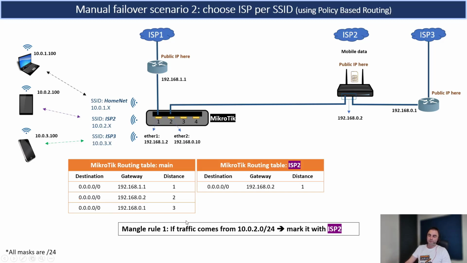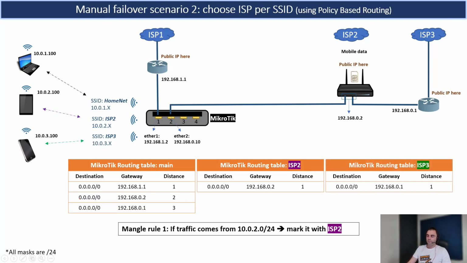I will say, if the traffic comes from 10.0.2.0 and 10.0.2.0 is a subnet associated with ISP2, then mark it with this label. And when it is marked with this label, then it's going to use only this routing table. It will not use this routing table at all. And that's the whole logic.